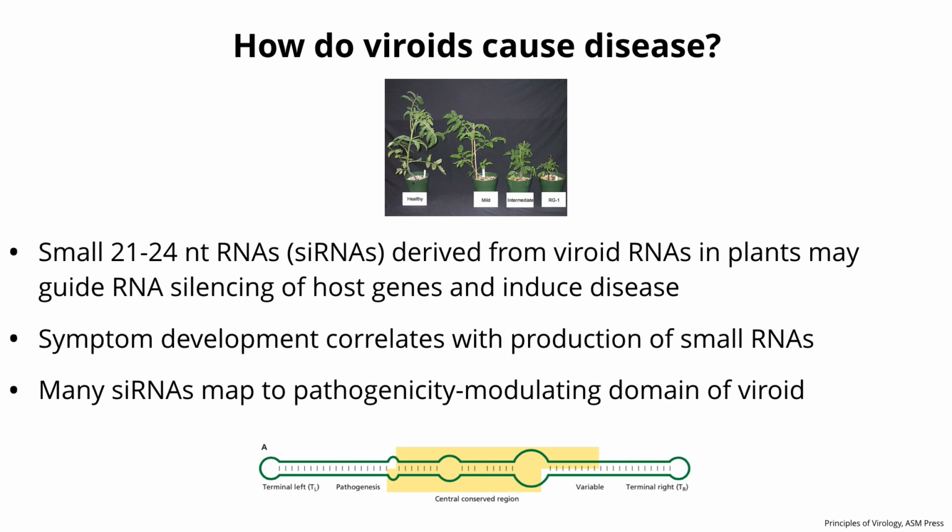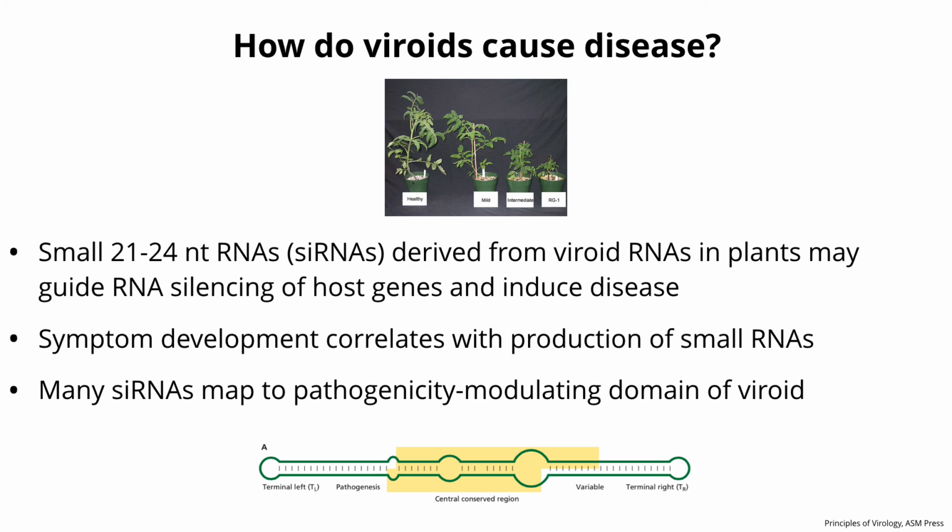Now, an interesting question, of course, is how they cause disease. How does a naked RNA that doesn't encode any protein cause disease? And this puzzled people for a long time until small interfering RNAs were discovered not too long ago. And these, remember, we mentioned that siRNAs are defensive molecules, intrinsic defenses in plants. They were first discovered in plants and other simple organisms. And it turns out that the machinery for generating small interfering RNAs acts on the viroid RNA.